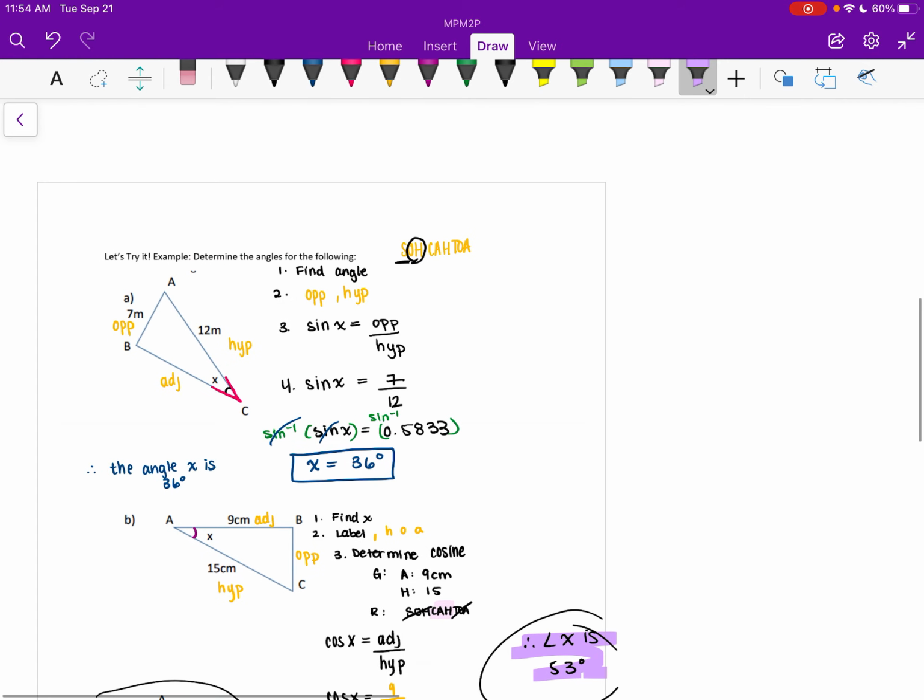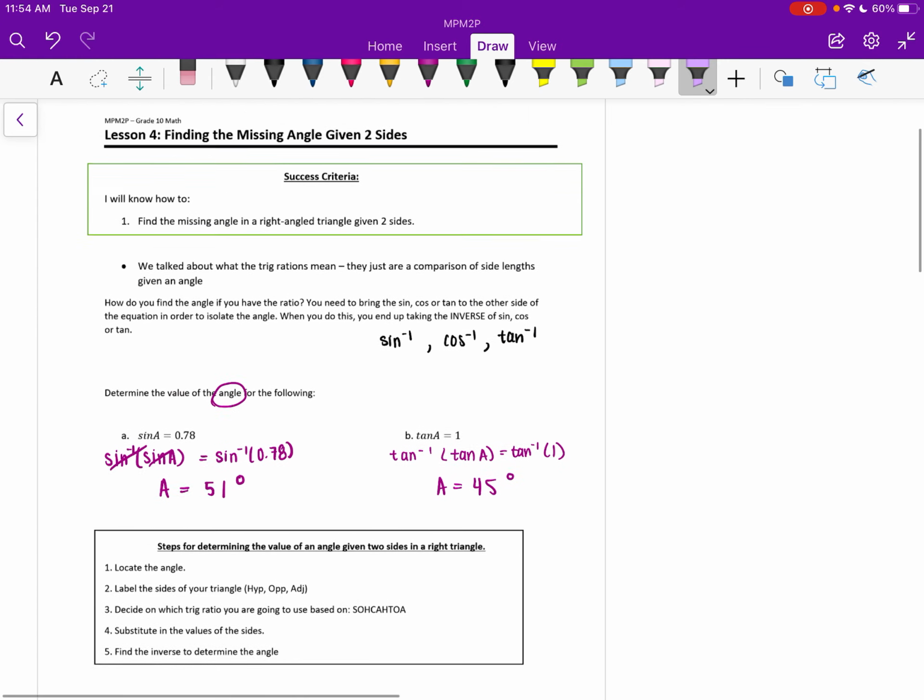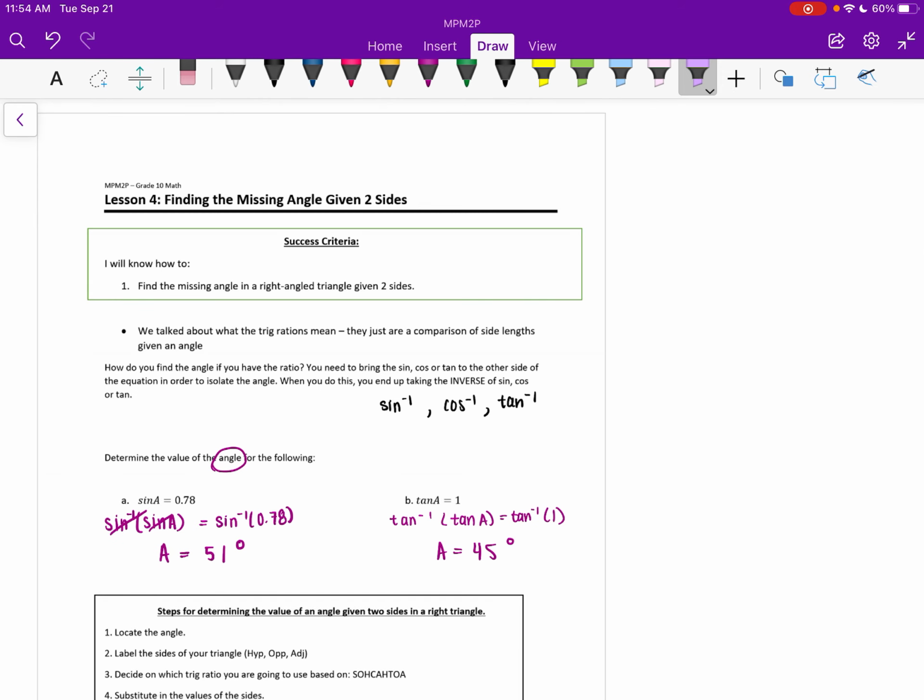For our next lesson, what we're going to be doing is how to find an angle or a side if you're given one side, one angle. Okay? Alrighty, so that is how you do that.